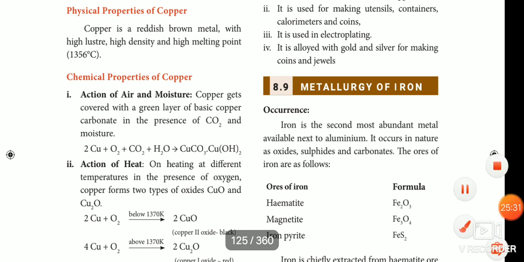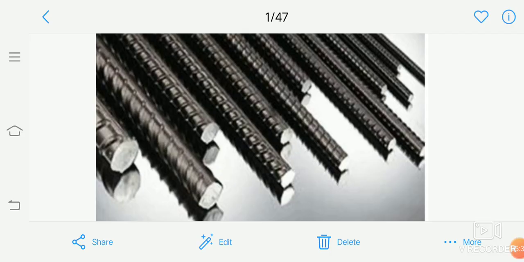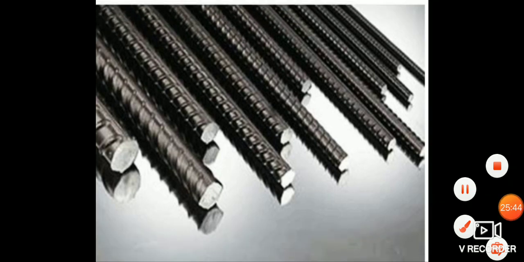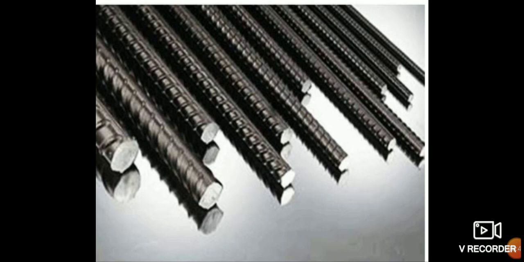The next topic, metallurgy of iron. So, the extractive metallurgy of iron. This is iron. The atomic number of iron is 26, the symbol is Fe, and the atomic mass is 55.845.